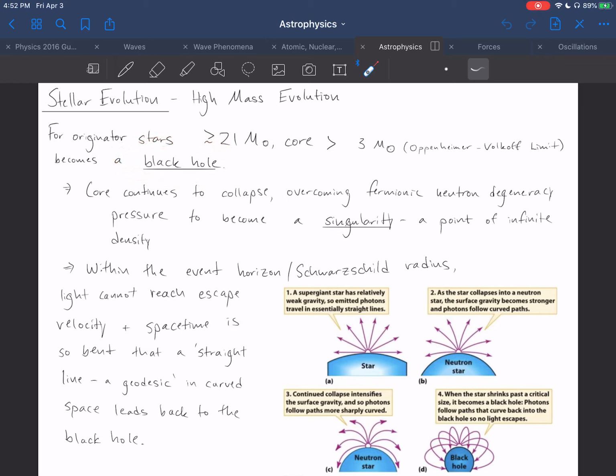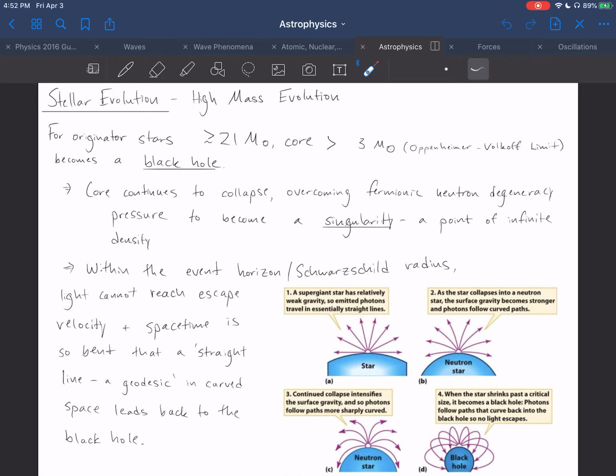In this section, we will discuss black holes produced by this mechanism, by the end-stage lifetime of a very high-mass star. It's worth noting there is another class of black hole called supermassive black holes that are about 1 million times more massive, and they form via a different mechanism, which we will discuss at a later point.